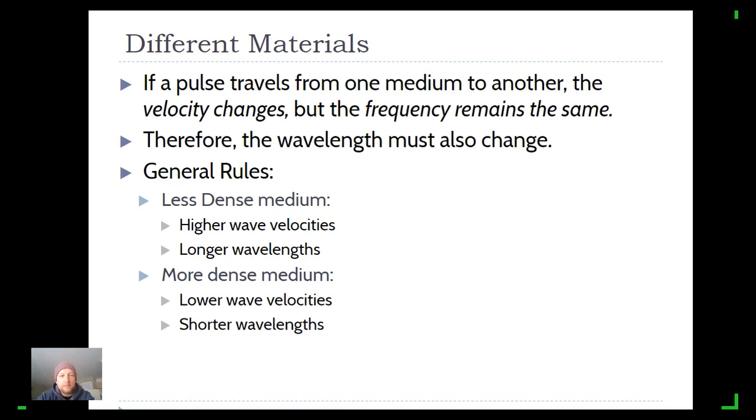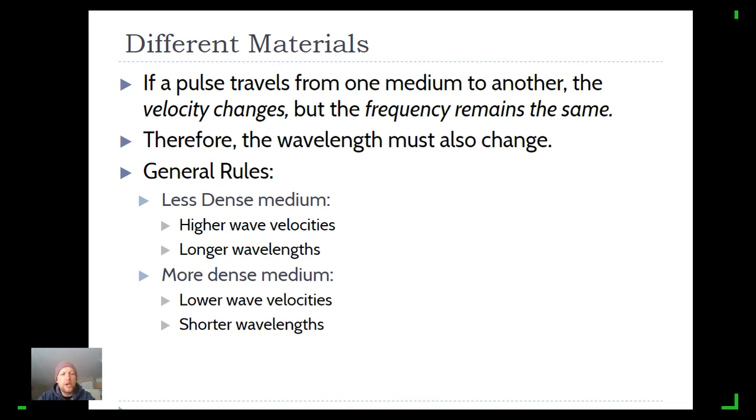Anyways, back to this. Frequency doesn't change, it remains the same. Therefore, the wavelength must also change. So if velocity changes, wavelength must also change, because if you're looking at the formula, velocity is equal to frequency times the wavelength. So if velocity increases, the wavelength has to increase. If velocity decreases, the wavelength has to decrease.